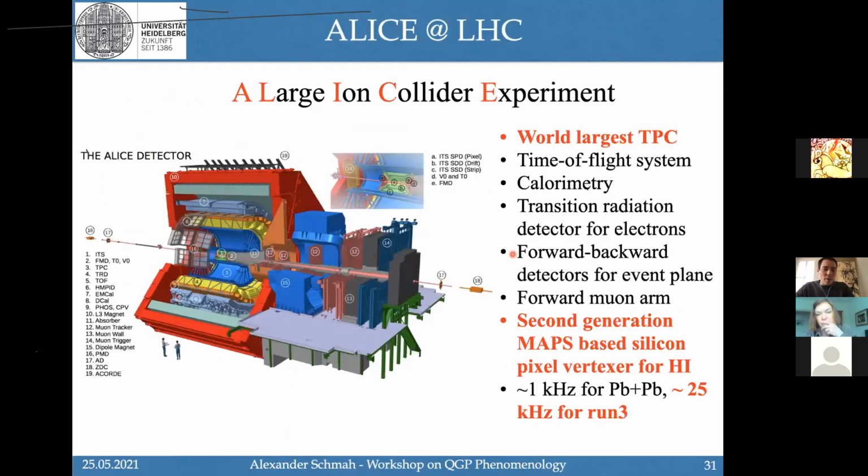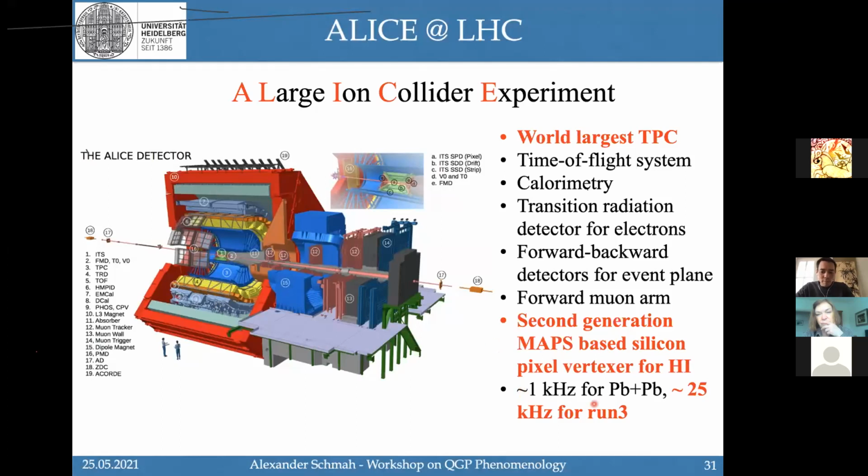Okay, so a very similar experiment is the ALICE experiment, so A Large Ion Collider Experiment at LHC. So a central TPC. This is now the world's largest TPC, 5 by 5 meters. But you see the setup is very similar. So you have the central TPC surrounded by a few other detectors. For example, in yellow, the transition radiation detector for electron identification, time of flight, calorimetry, and also in the inner part, second generation MAPS-based detectors for D0, Lambda C, and so on, reconstruction.